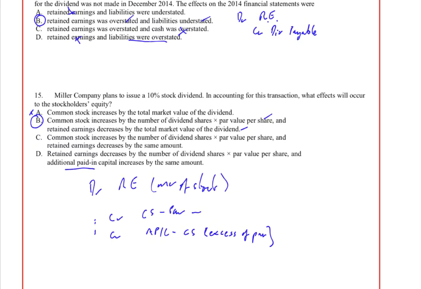When we get to C, common stock increases by the number of dividend shares multiplied by the par value of shares. Well, if we mean that par, yes, it does. Retained earnings decreases by the same amount. No, it doesn't. Retained earnings decreases by the market value of the stock, not by the number of shares multiplied by the par. So it's not that one either, and the only answer that's correct is B.